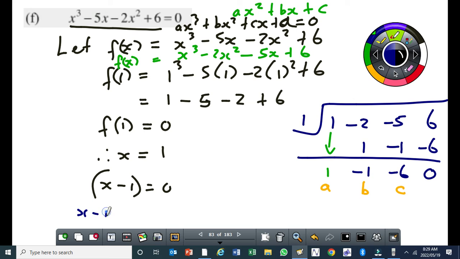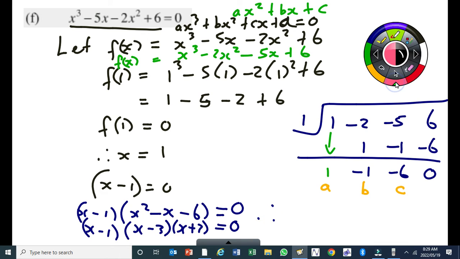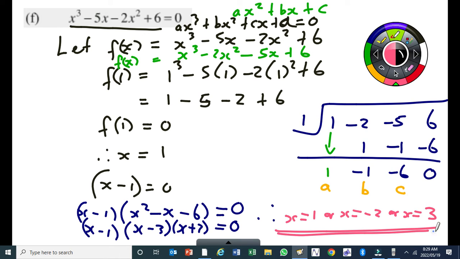So this will be x minus 1 times x squared minus x minus 6. Now it can be factorized. Right, so if I factorize this, I'll get x minus 1 times x minus 3 times x plus 2 equal to 0. Therefore, our three solutions are going to be x equal to 1 or x equal to negative 2 and x equal to 3. Okay. Then we are done.